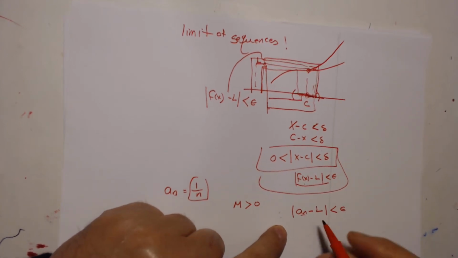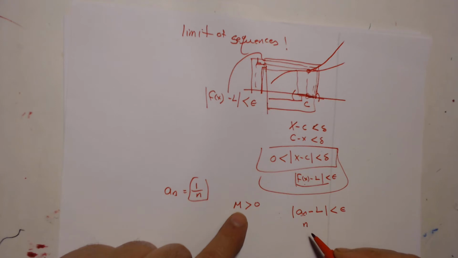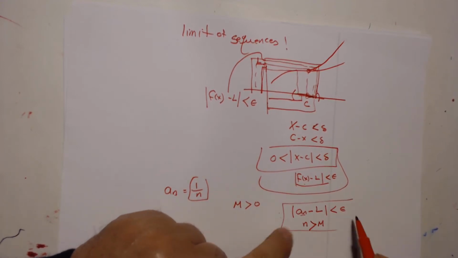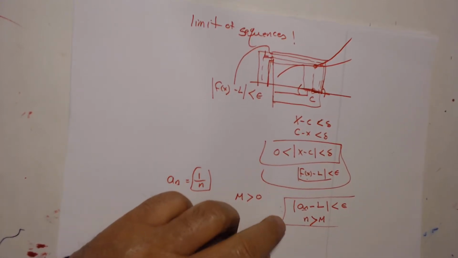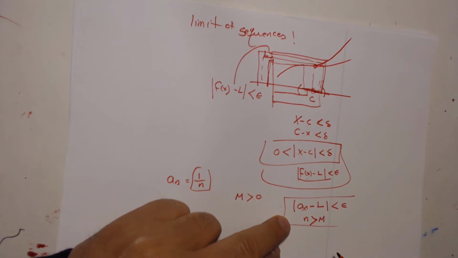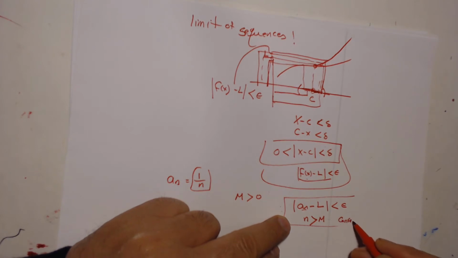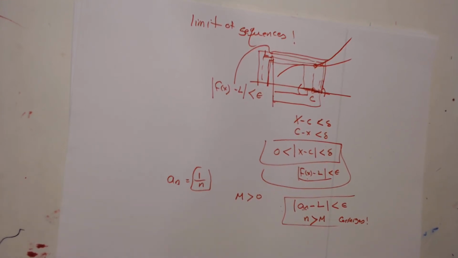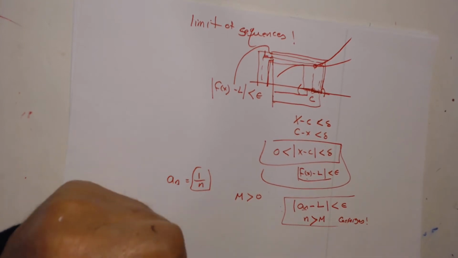But what is the condition? That n, if M is a trillion, that n could become a trillion and one. Then, if n is greater than M and such a condition exists, they say the limit of the sequence does exist, and they say the sequence converges. If the limit of a sequence does not exist, then they say it diverges.